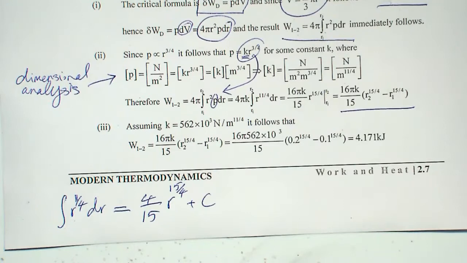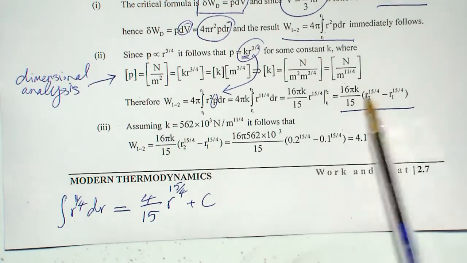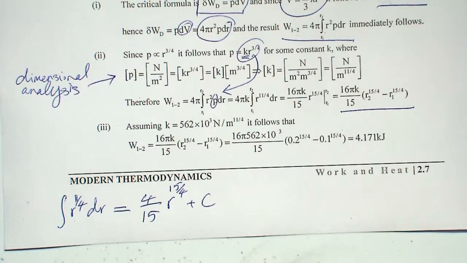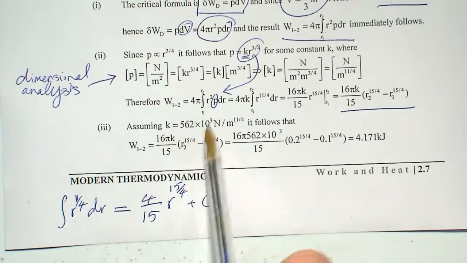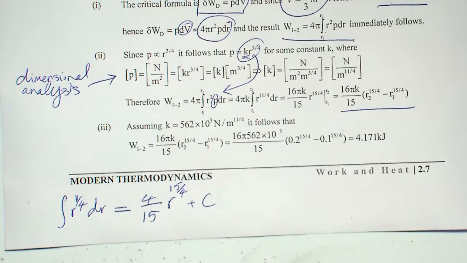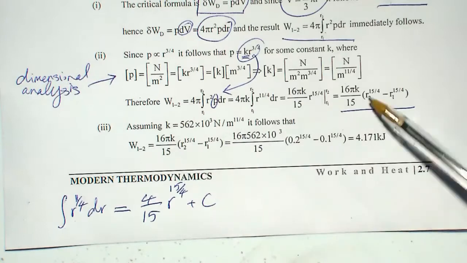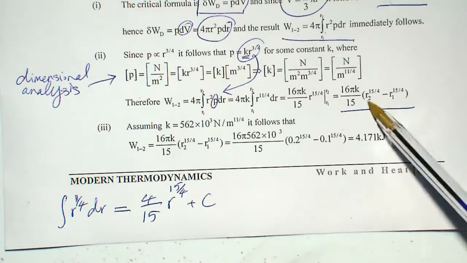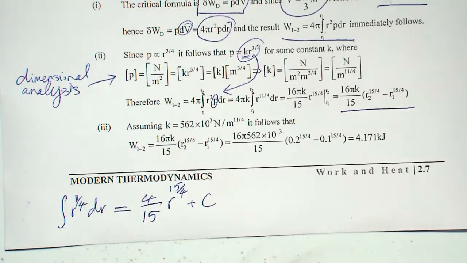We still haven't put the constants, 0.2 and 0.1, in here, because there's still one last step, which is inserting the value of the constant. We know the constant is given to us. This is the value of the constant. All you need to do now is put that in here, insert the values for R2 and R1, and you end up with the value of the displacement work in kilojoules.